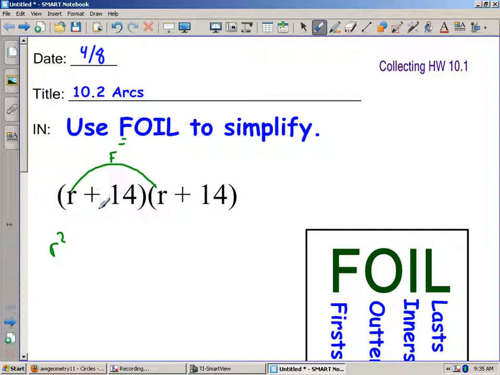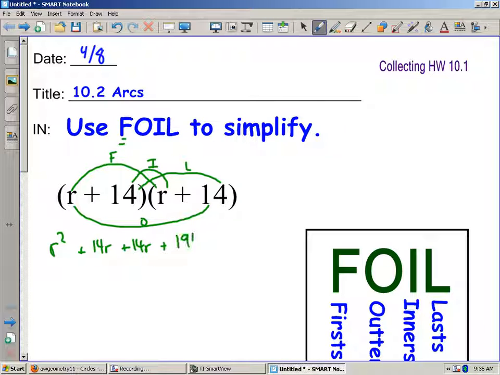Then we take our outside terms, which would be the ones furthest away from each other, and so we multiply r times 14, so we add on plus 14r. Then the I stands for the inside terms, the two terms closest to each other, and we multiply those together, which will give us 14r. Then we multiply our last terms together, which are the ones at the end of each parenthesis, which all ends up spelling out FOIL, and so 14 times 14, I believe, is 196. If we combine our like terms, our final answer for this one should be r squared plus 28r plus 196.